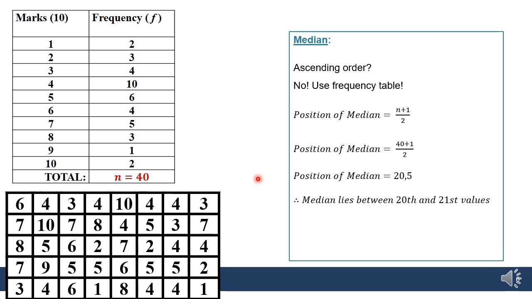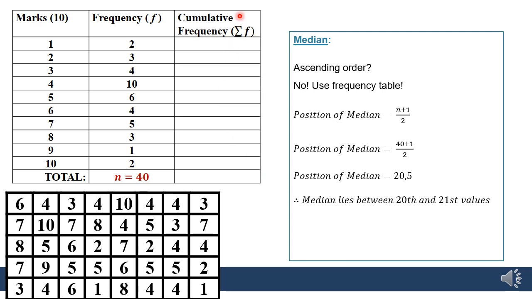And to do that, what I like to do is add a column to my table called cumulative frequency. And you don't need to worry about the sum of the frequencies. Look what I'm going to do. I take my frequency and add it to the one before it. So basically what I'm doing is seeing how many data points I have gone through already.